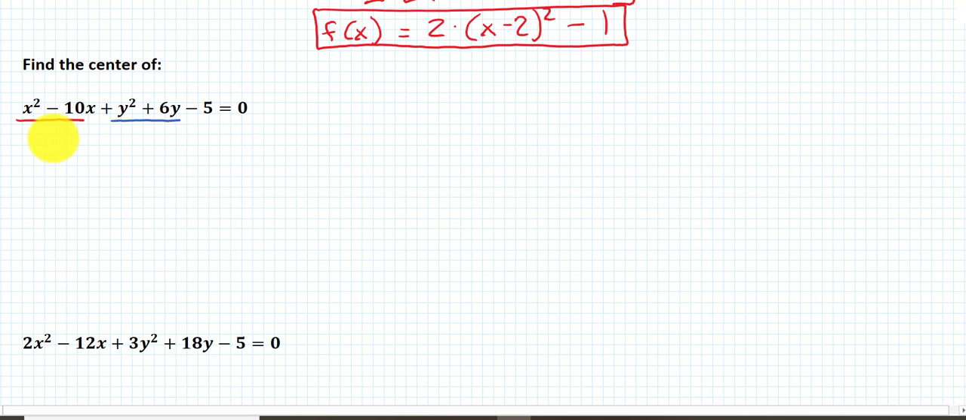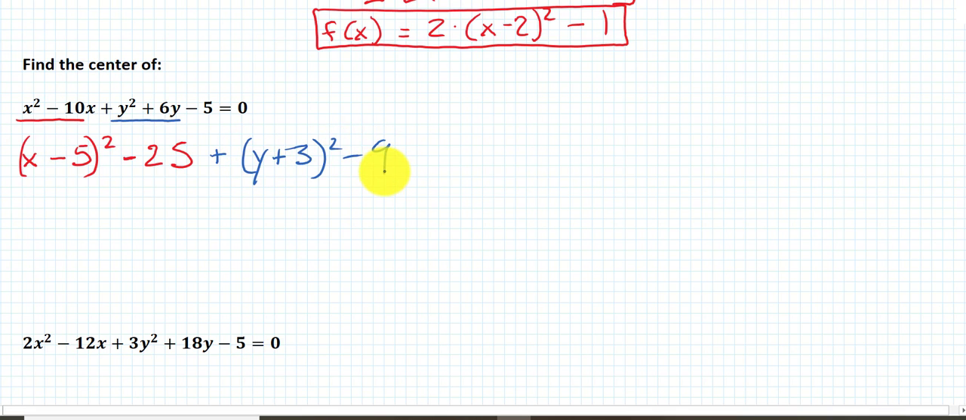So let's do that. How do you complete the square for x? So x squared minus 10x is (x minus half of 10, 5) squared. Okay, now we're not done. Got to subtract 5 squared, so minus 25. Okay, I've completed the square on the x. Let me do the same on the y. So plus, now (y plus half of 6, 3) squared minus 9.